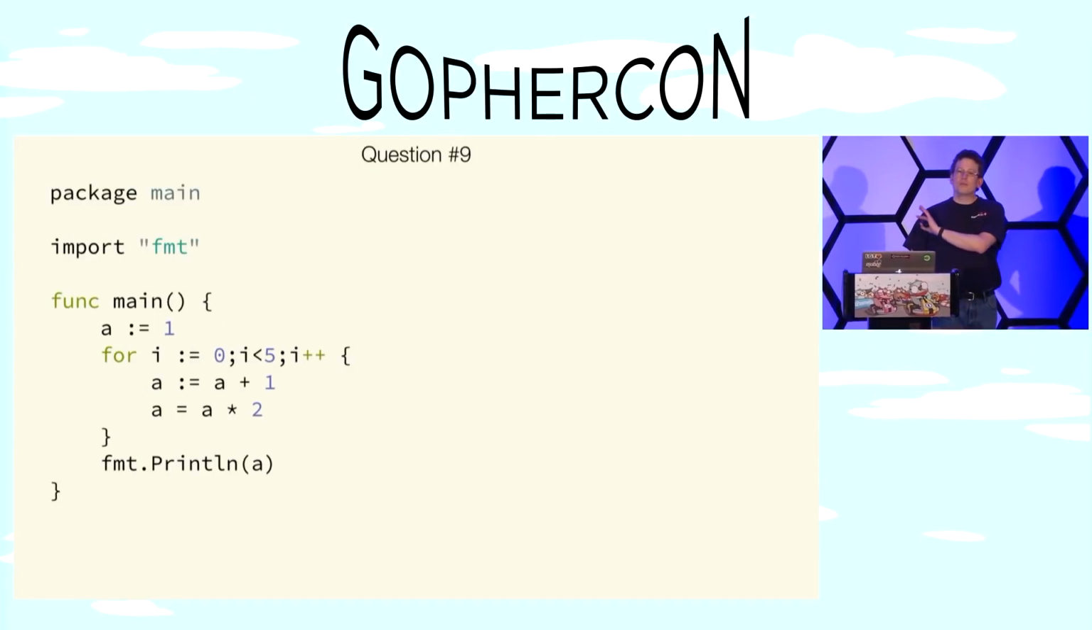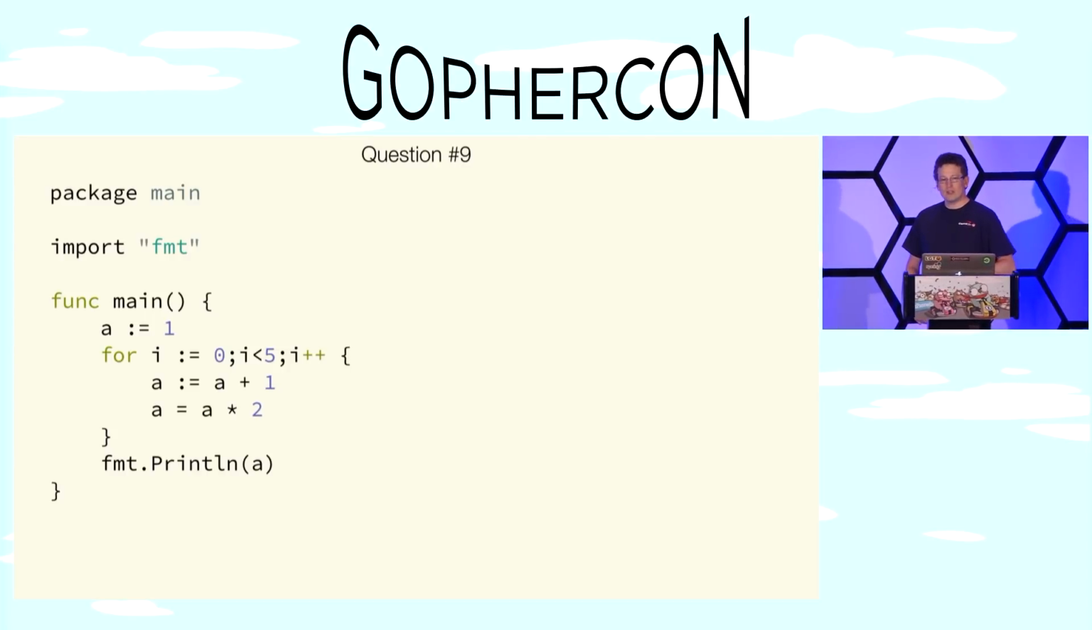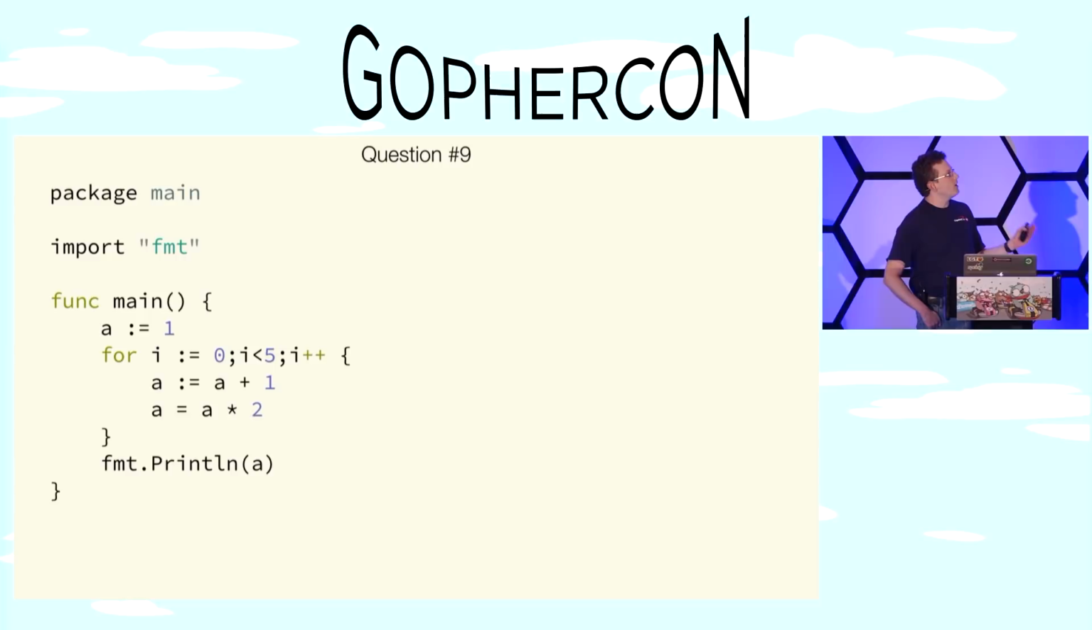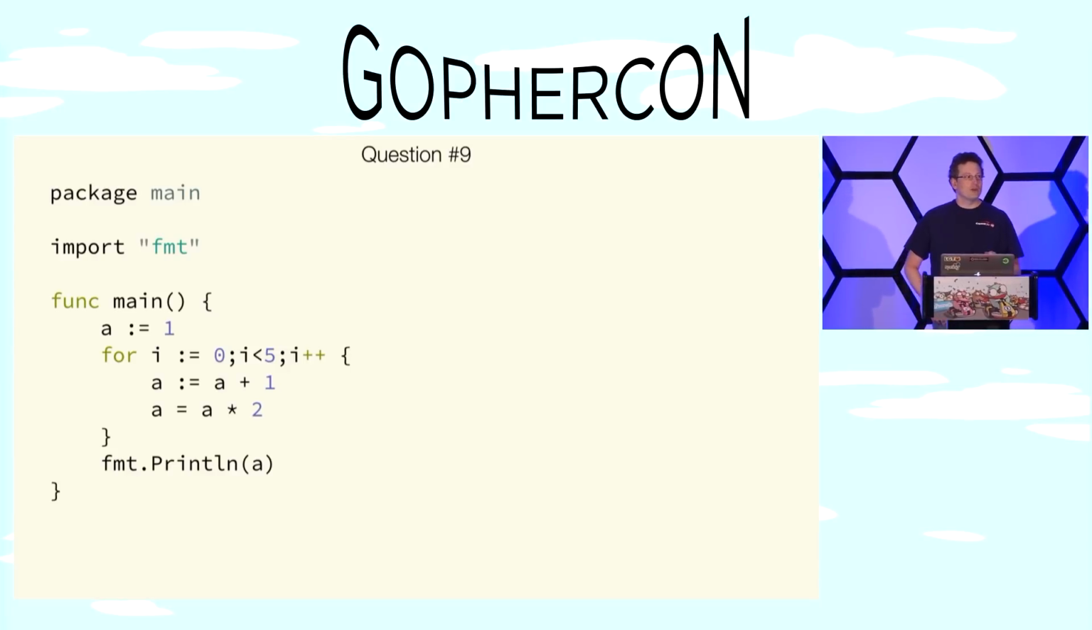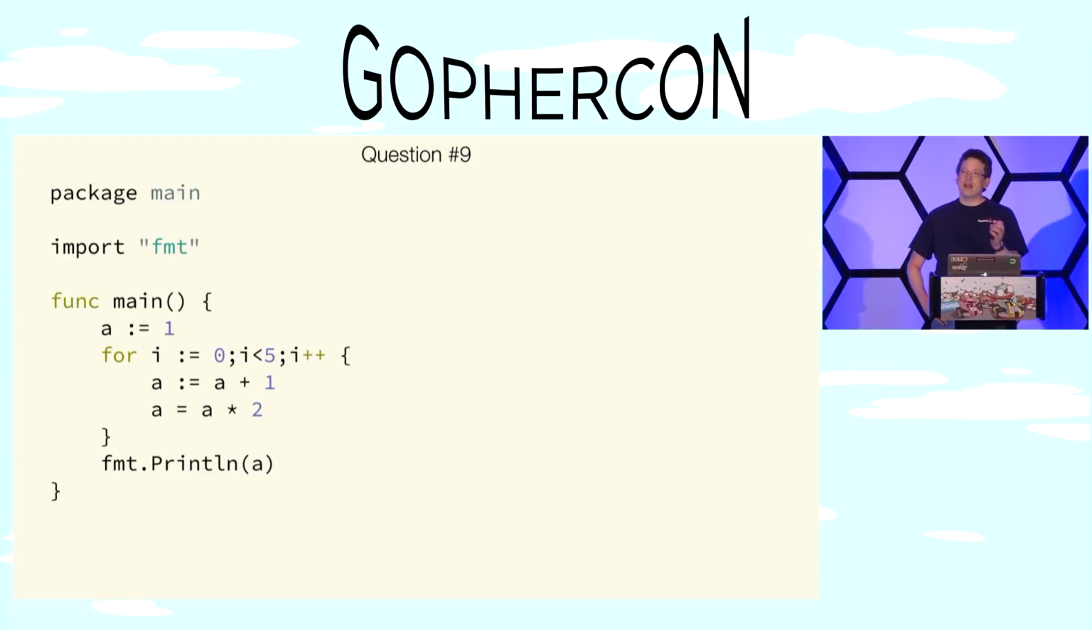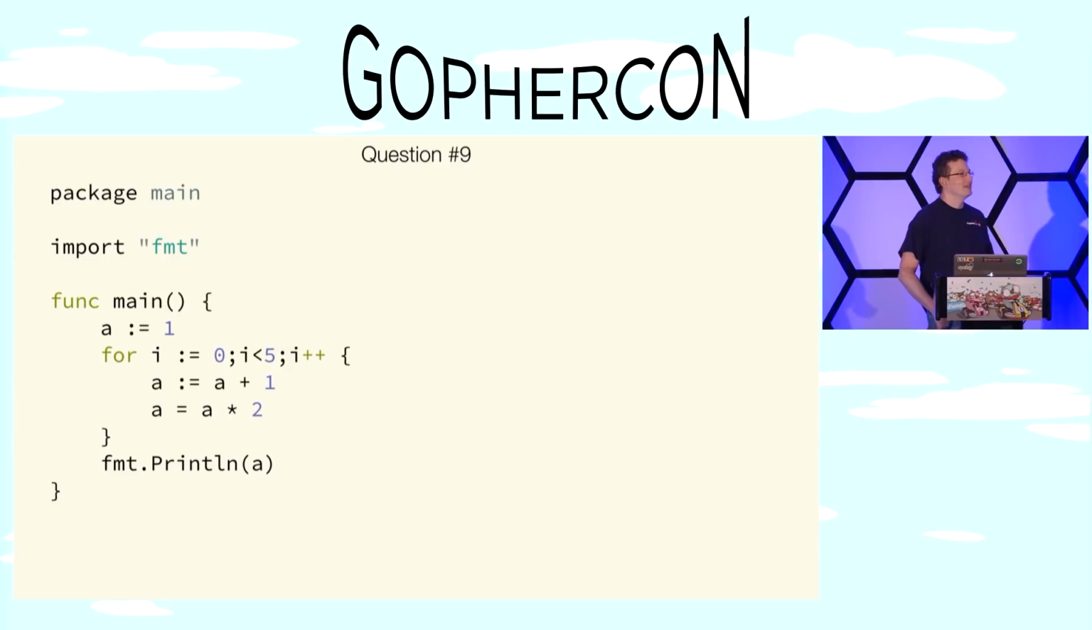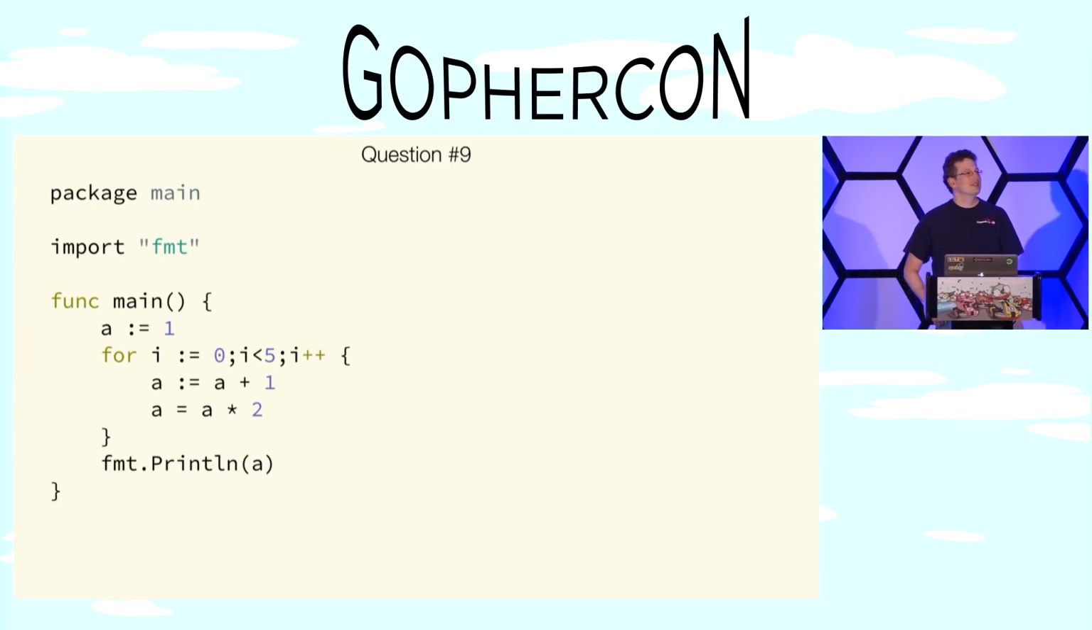So on to another completely different source of confusion. What is this code going to do? So main has a := 1. We have a for loop. The first line of the for loop says a := a + 1. And then the second line of the for loop has a = a * 2. And then after the for loop, you print out the value of a. What is this going to do?